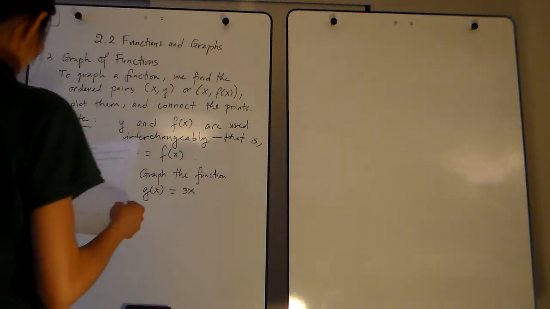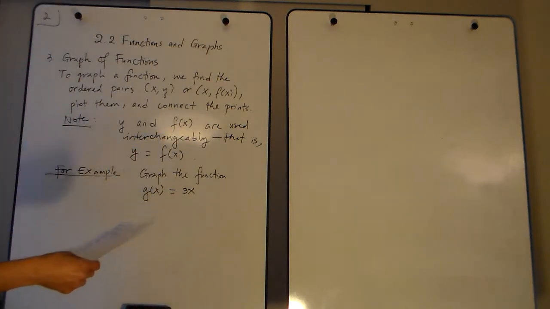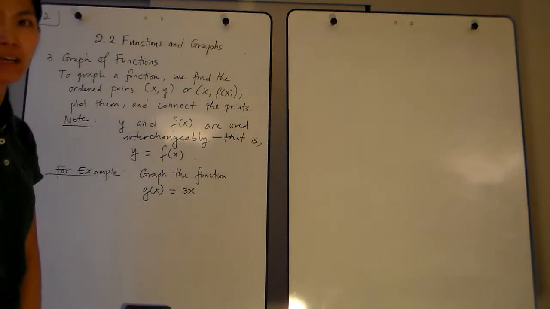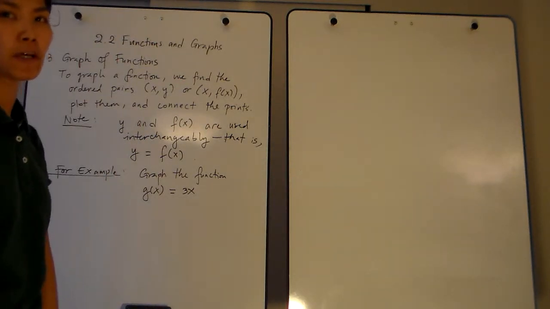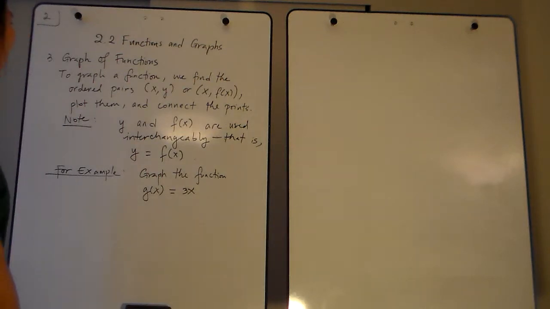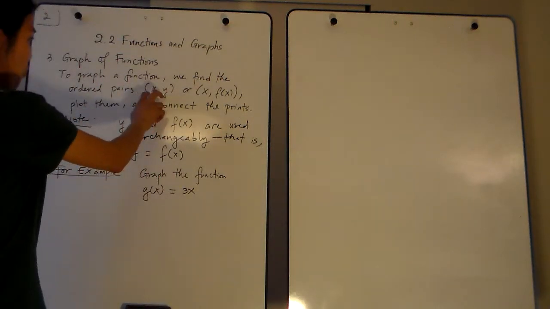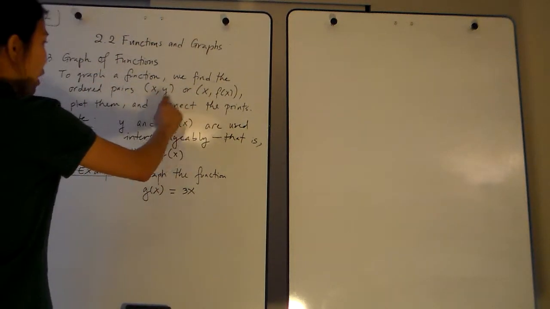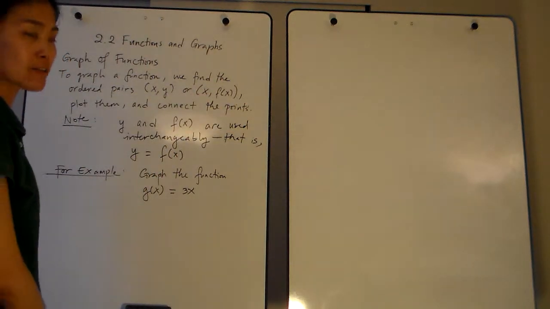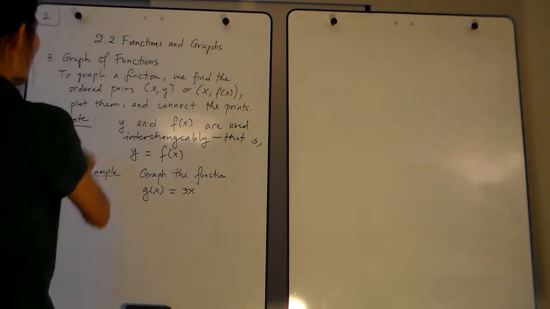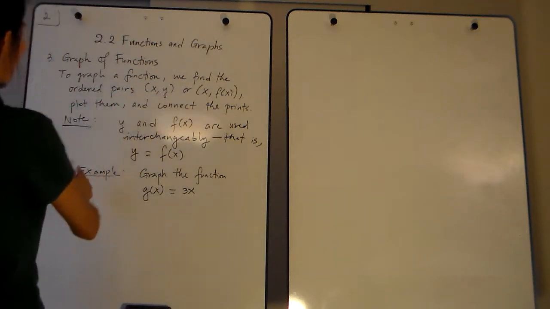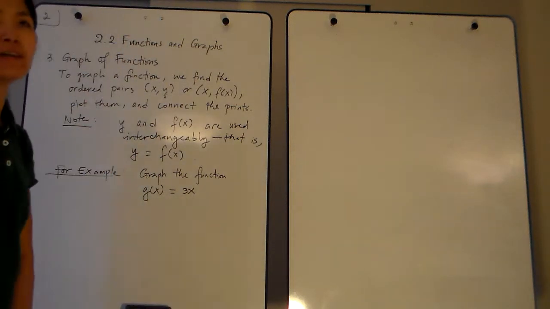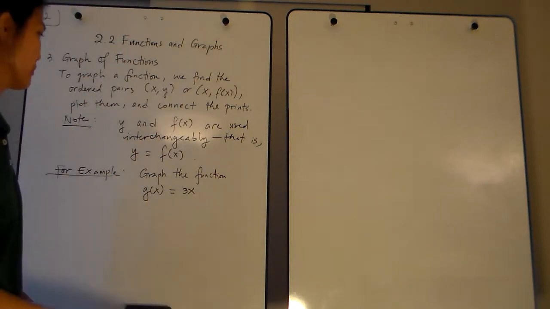Now, let's talk about graphs of functions. It's very similar to graphing an equation, which we did in the previous sections. To graph a function, we find the ordered pairs x, y, or equivalently x, f of x. This y and this f of x represent the same thing. So first you find ordered pairs, then plot them and connect the points, like we did earlier in the previous sections.